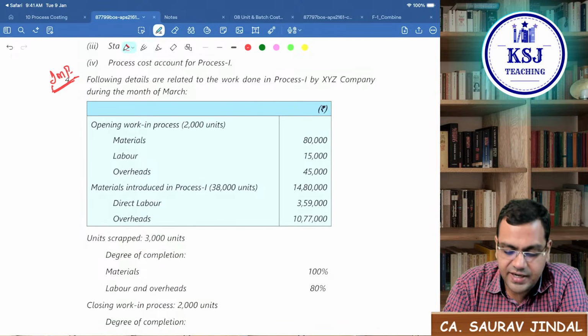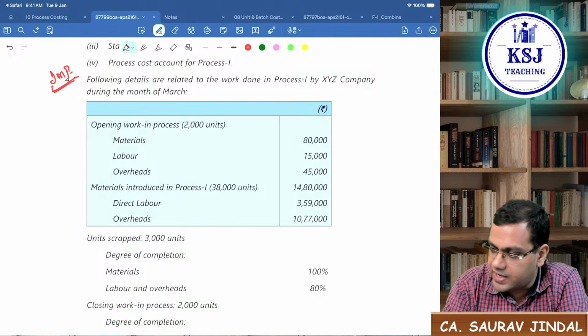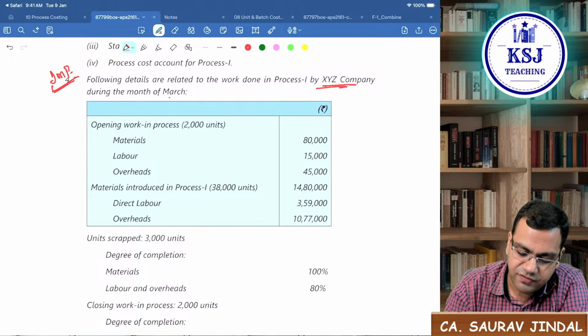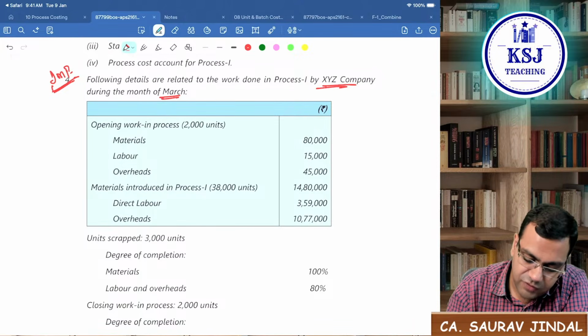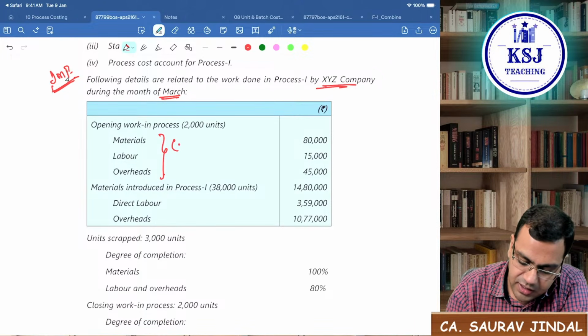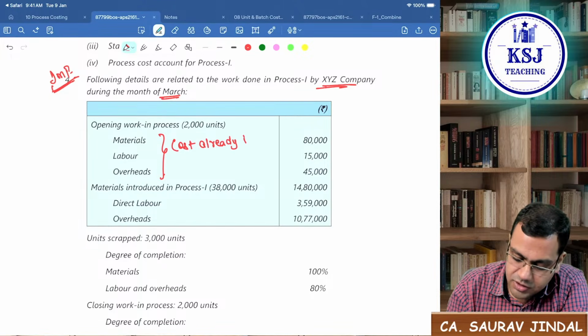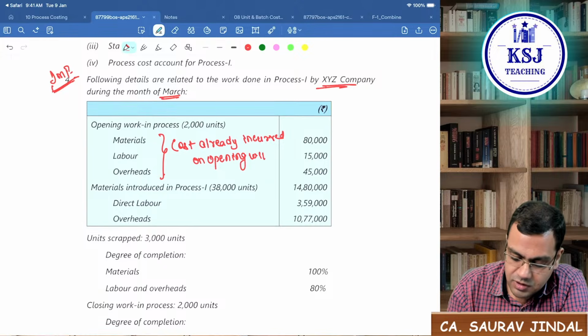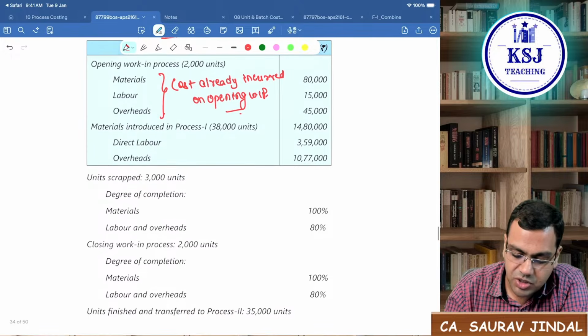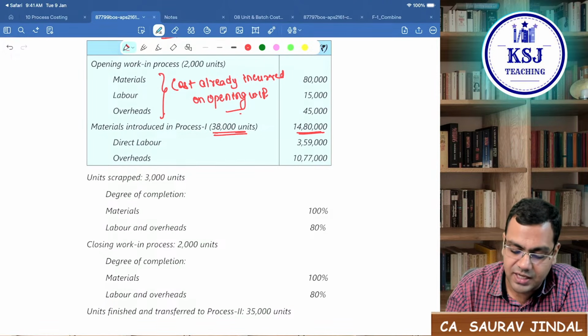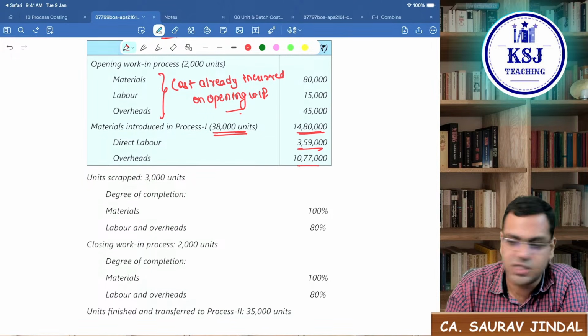Right, the following details are related to the work done in process 1 by XYZ company during the month of March. Opening WIP of 2000 units is given and the value of opening WIP is given. This is the cost already incurred on opening WIP. Then material introduced in process 1 is 38,000 units at a cost of 14,80,000, and labor cost and overhead cost. So this is the cost given to you.